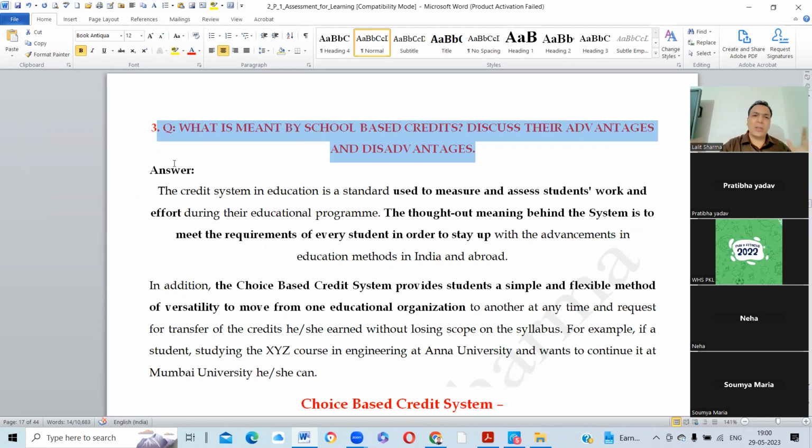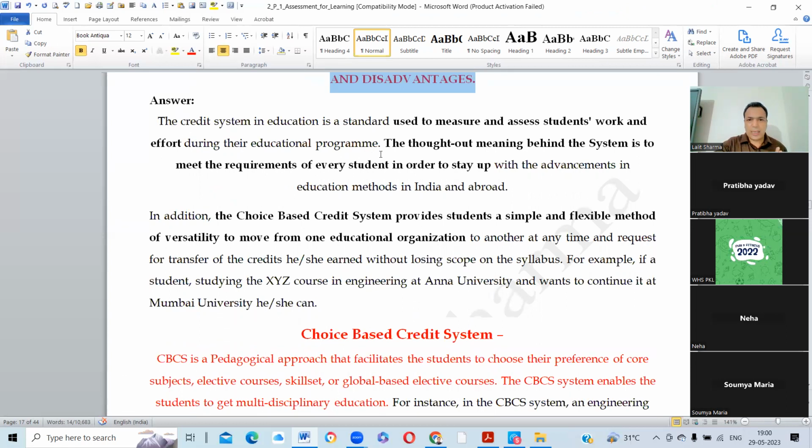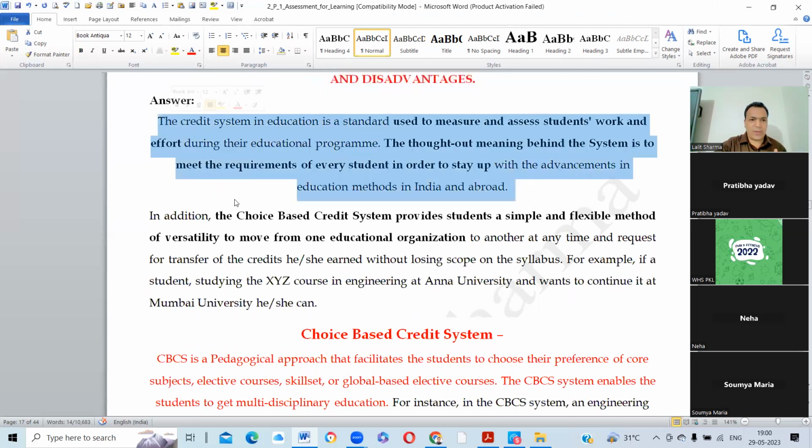Under this question, guys, you have to talk about what the uses of a credit system are, what the benefits of the credit system are for the student, then advantages and disadvantages. Okay, so you can see in the very first line, the credit system in education is a standard used to measure and assess student work and effort during their educational program. The meaning behind the system is to meet the requirement of every student in order to keep up with the advancement in education methods in India and abroad, right?